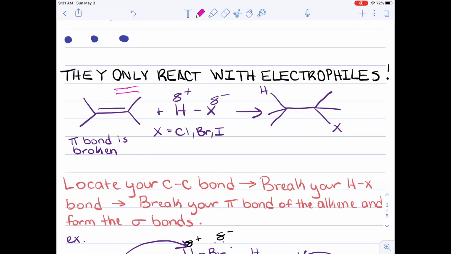So now let's look at the general mechanism here. So here's your alkene and here's your double bond. Your pi bond is broken. And then here you have your hydrogen halides with hydrogen carrying a partially positive charge and then your halide carrying a partially negative charge. This is due to the dipole moment that is created in this atom. And then as you see, hydrogen is bonded and so is the halide.